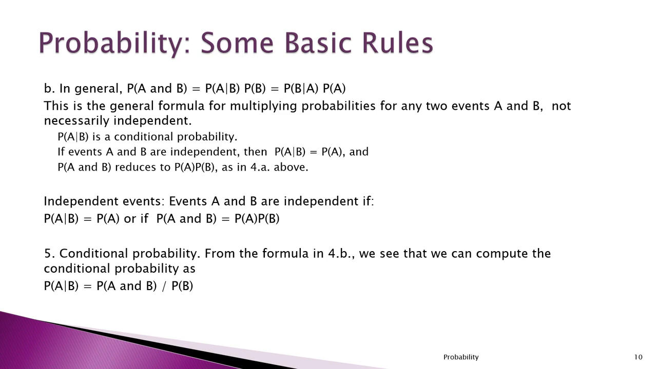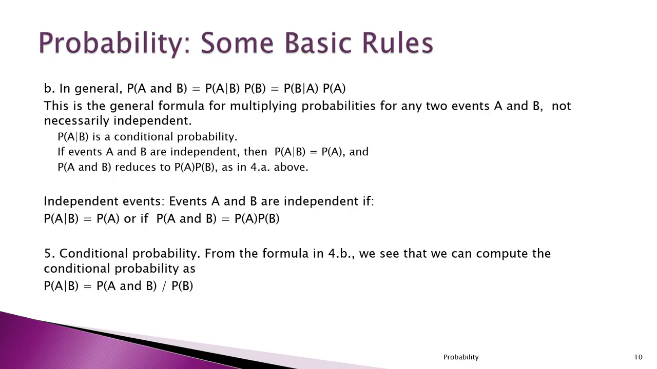We could do it the other way around too. We could get the probability of B given A and multiply by the probability of A. That'll also give us the joint probability of A and B. It all depends on what you have and what you're trying to compute. And of course we know that the probability of A given B is a conditional probability.